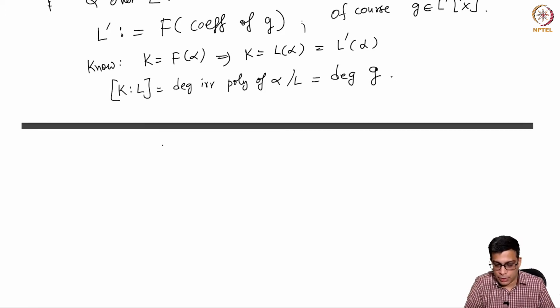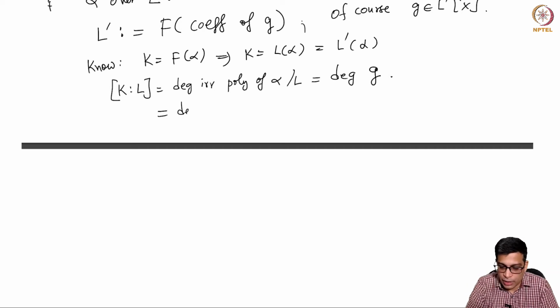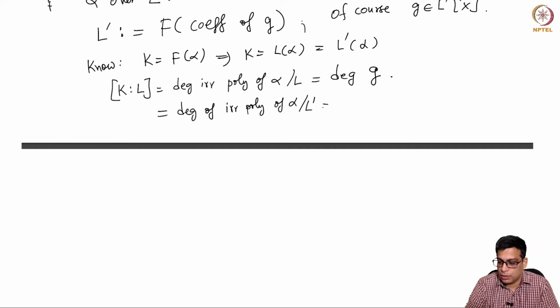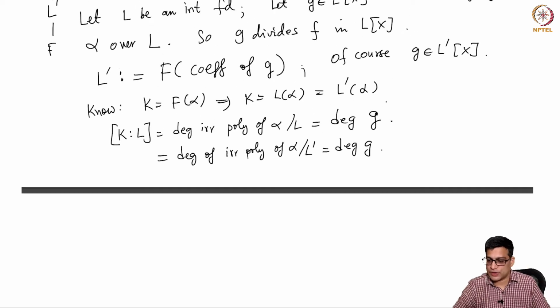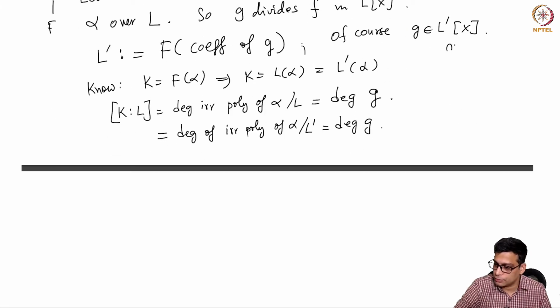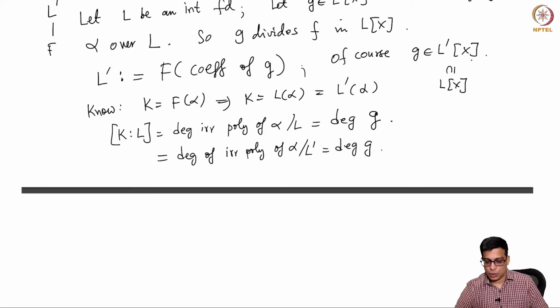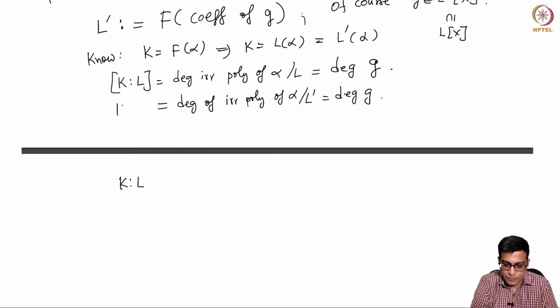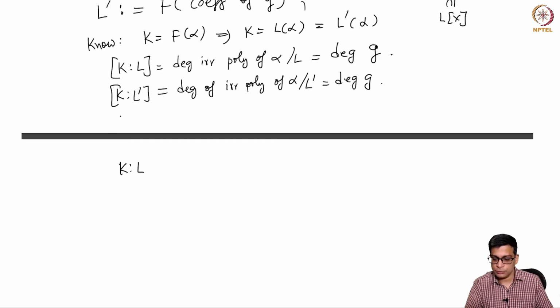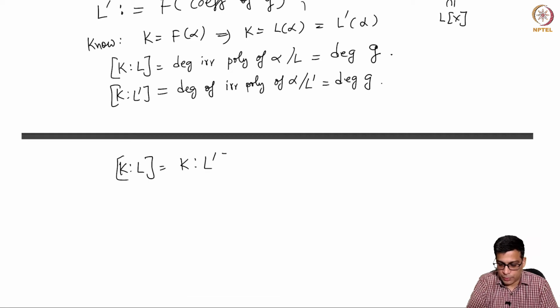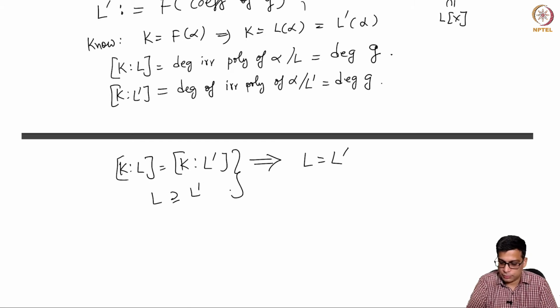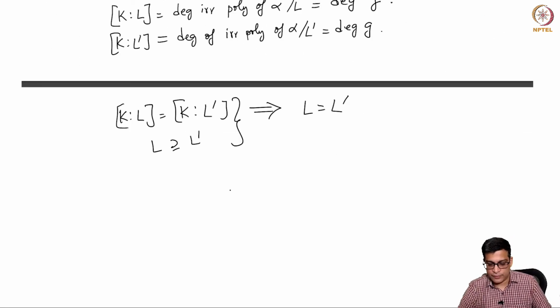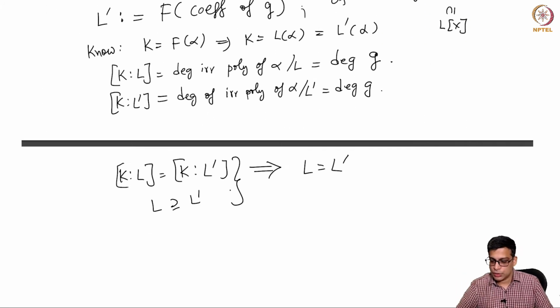Okay, but at the same time [K:L'] is equal to the degree of the irreducible polynomial of alpha over L', which is also degree g, because g lives in both L' as well as L. So it is the irreducible polynomial of alpha over both L and L', but that means [K:L'] is equal to [K:L]. This implies L equal to L', since L contains L', right? So L certainly will contain L'. K has the same degree over both of them. So that means L equals L'.